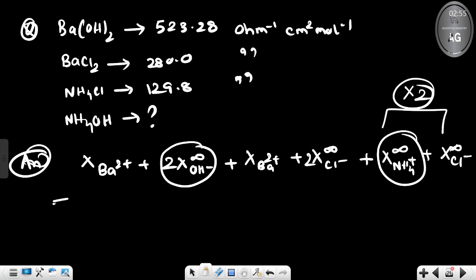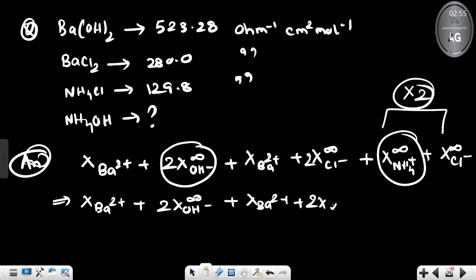So I am writing it as lambda Ba2 plus, 2 lambda OH minus infinity, plus lambda Ba2 plus, 2 lambda Cl minus infinity, plus 2 times NH4 plus, 2 times Cl minus infinity. Then now I can answer my question.